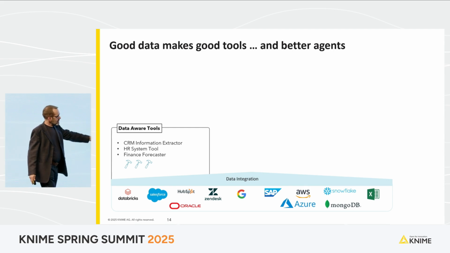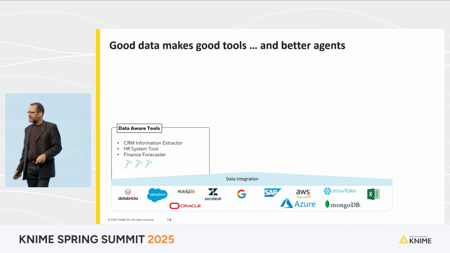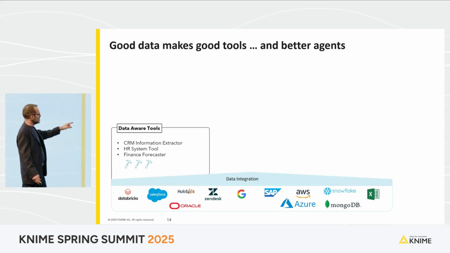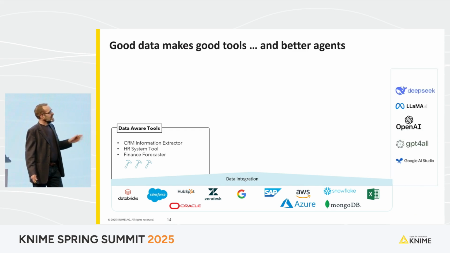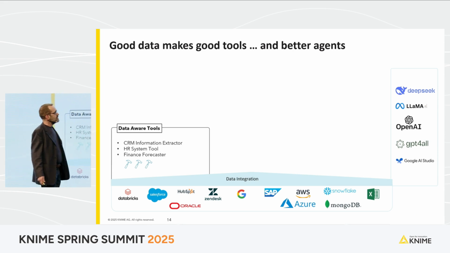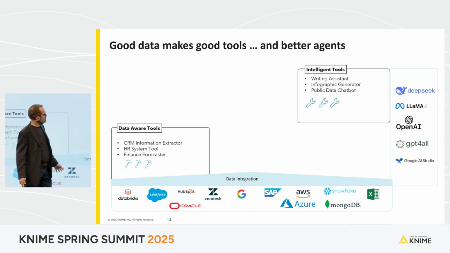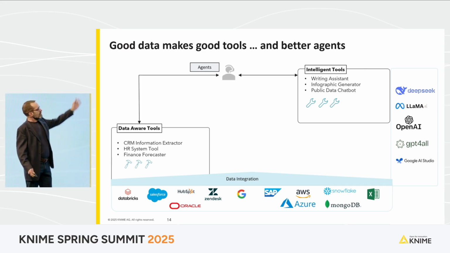This is the type of stuff where on top of this data integration layer, you can build data-aware tools, like this CRM, the Customer Information Extractor, the HR system tool, the KNIME Forecaster. Those are not my new slides, by the way. That should be Customer Information Extractor, because it's exactly not using the CRM. Anyway, and then over here, of course, you have all of these AI systems, and however you use them, you can build intelligent tools that help you with writing, somehow pulling that together. One thing that the KNIME Hub also gives you is that these two tools can then be used, of course, to build cool agents.